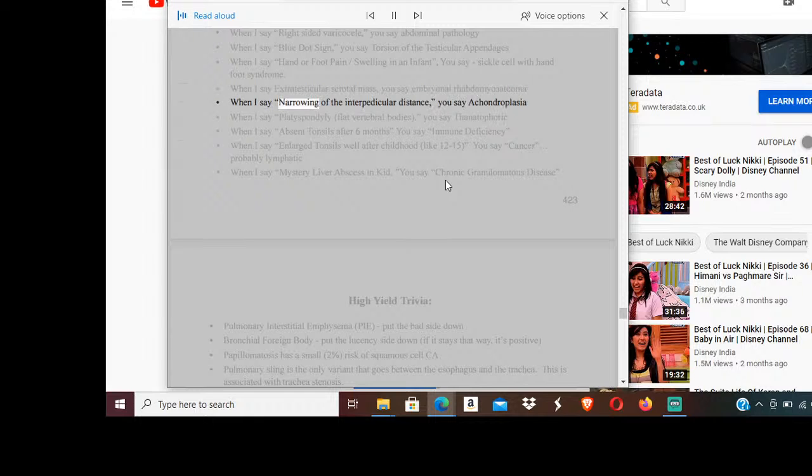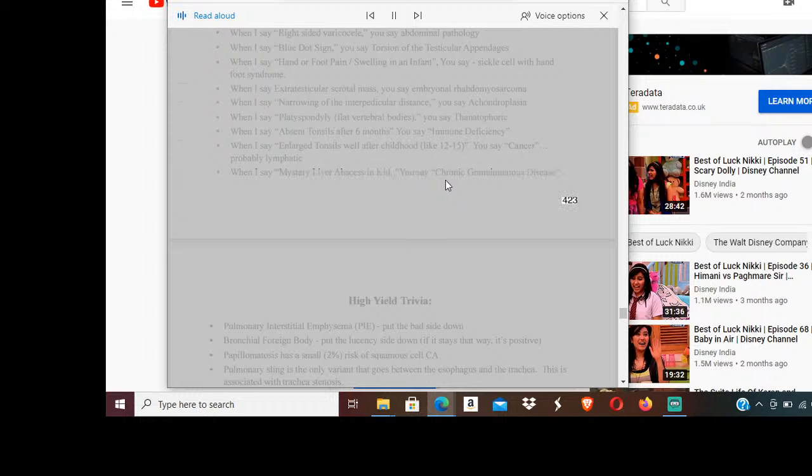When I say narrowing of the interpedicular distance, you say achondroplasia. When I say platyspondyly, flat vertebral bodies, you say thanatophoric dysplasia. When I say absent tonsils after 6 months, you say immune deficiency. When I say enlarged tonsils well after childhood, like 12 to 15, you say cancer, probably lymphoma. When I say mystery liver abscess in kid, you say chronic granulomatous disease.